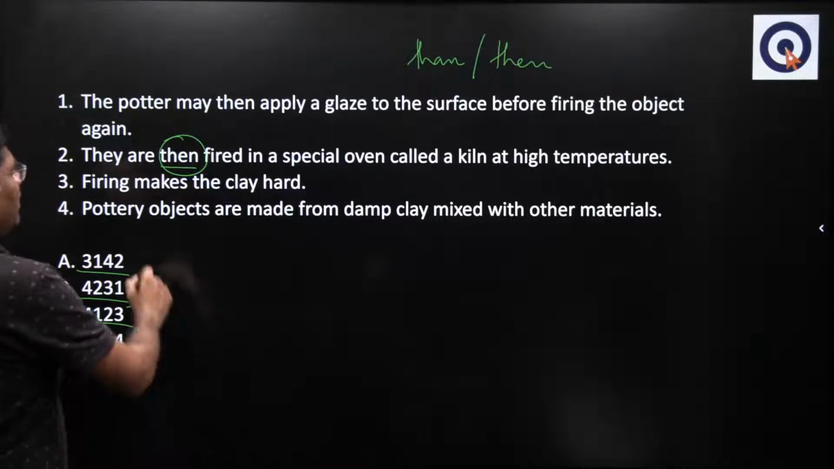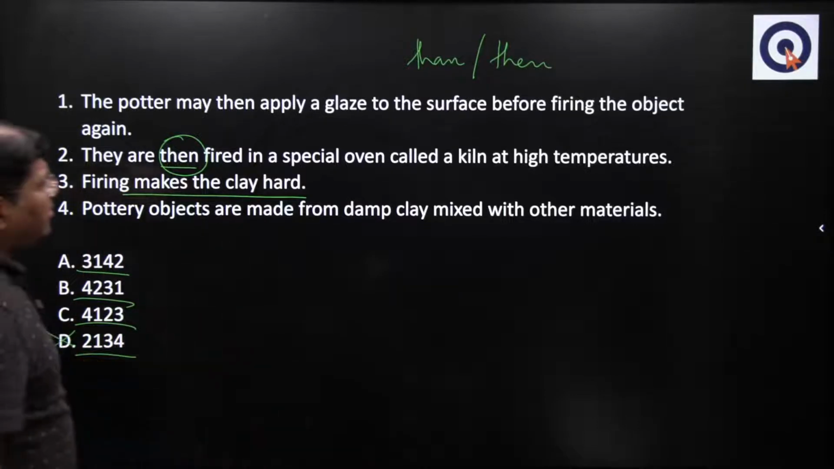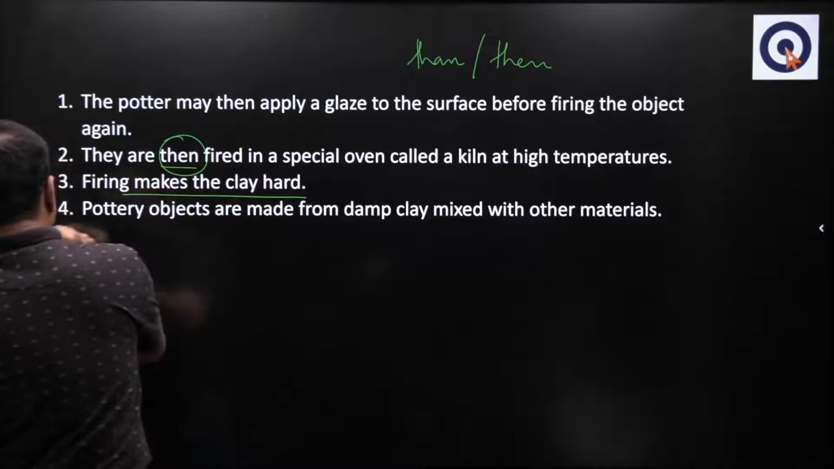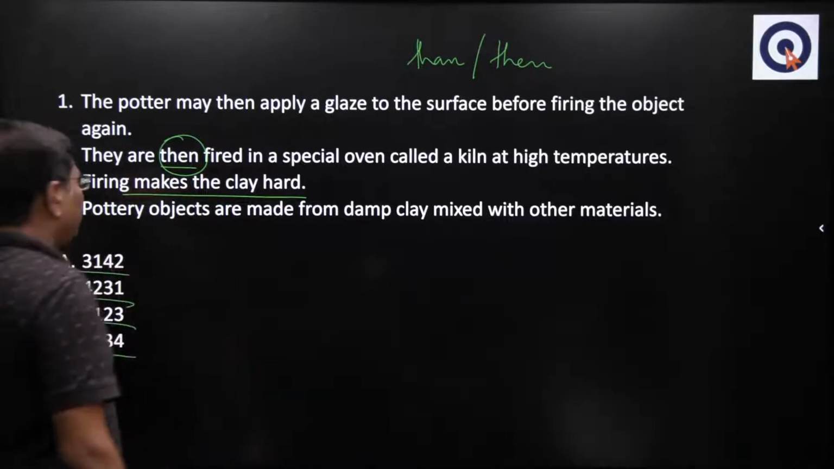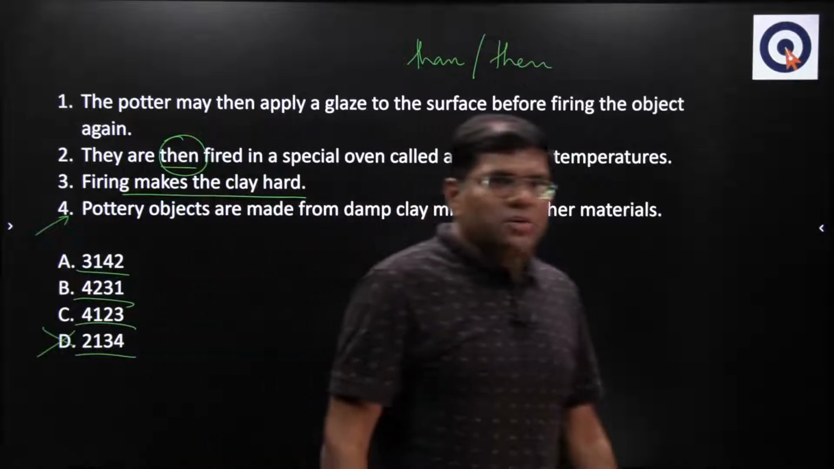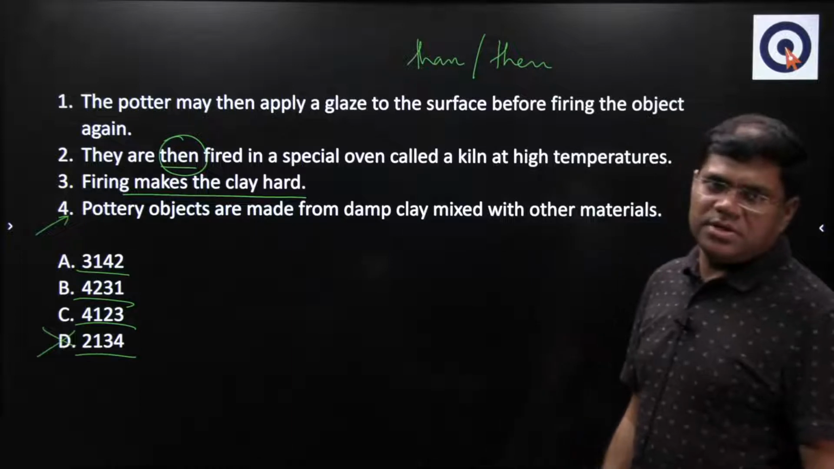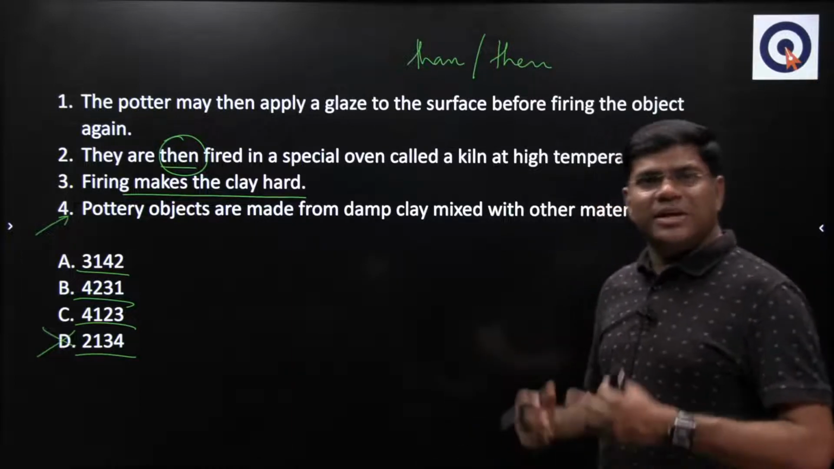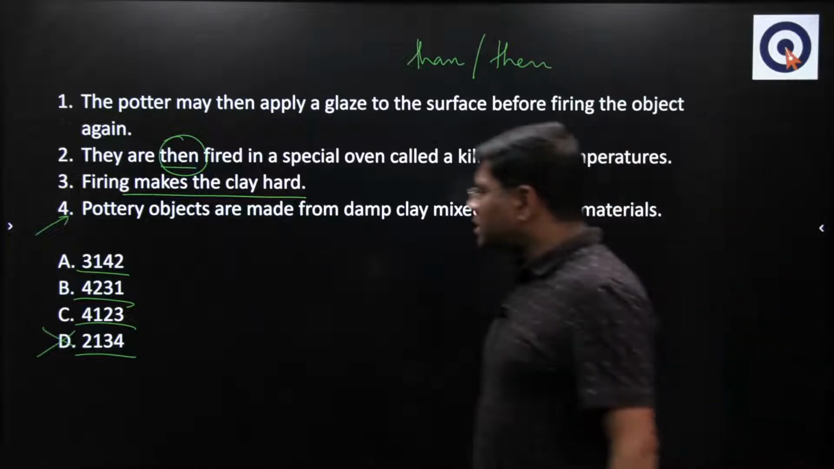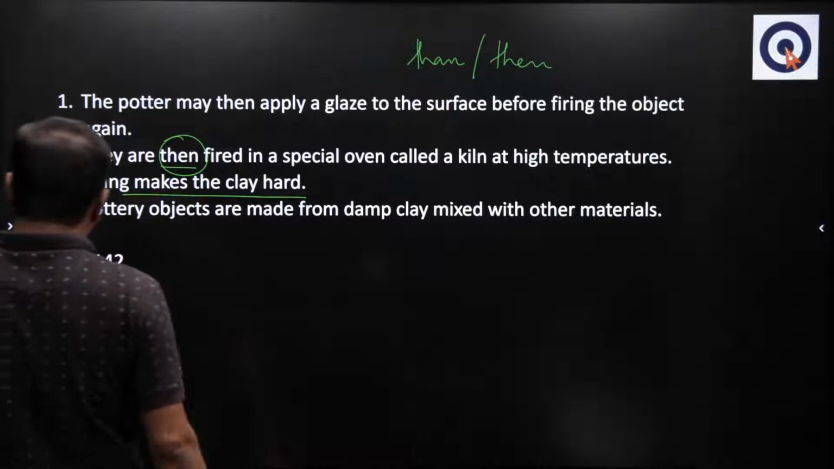It says firing makes the clay hard, and 4 says pottery objects are made from damp clay. So you first describe exactly what the subject matter is. Before you talk about 3, it is advisable that you talk about 4, because the context is pottery objects. And within this context, you are using clay, and this clay is basically getting fired, right? So 4 is the right beginning for the paragraph. Neither A nor D will be the right answer.